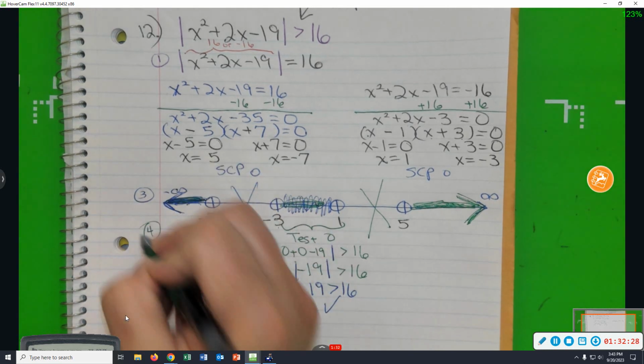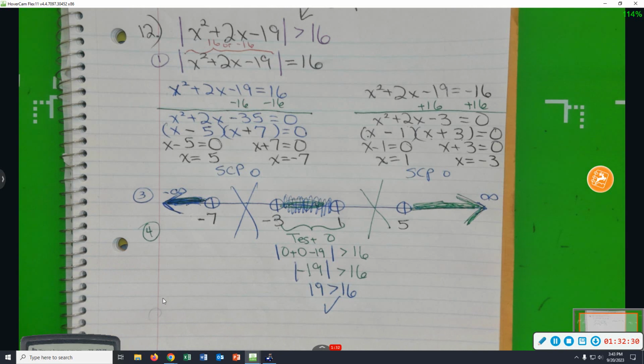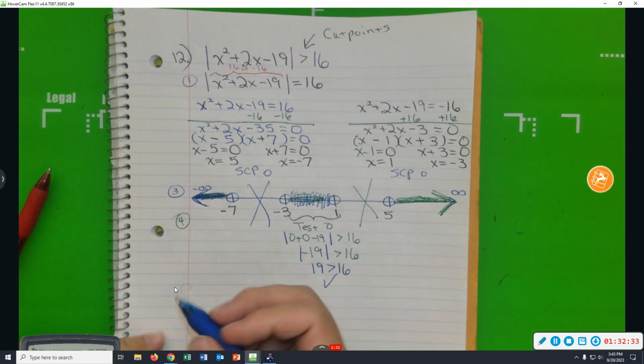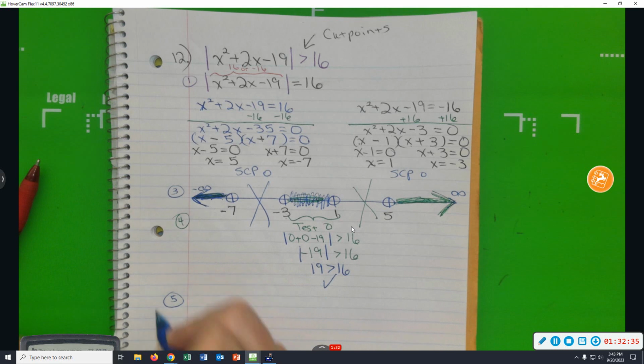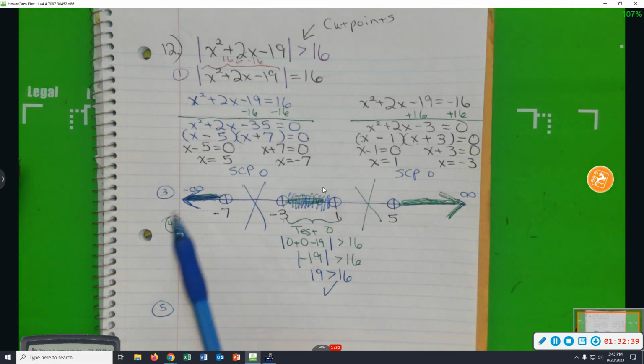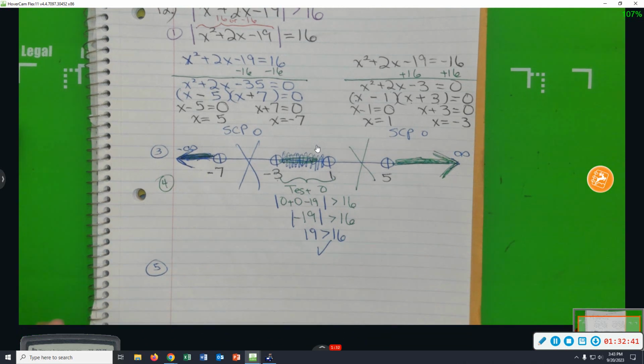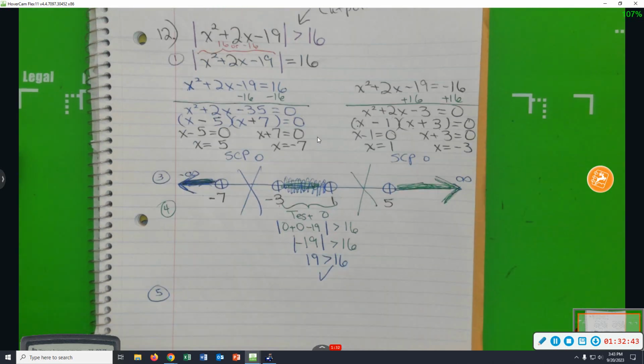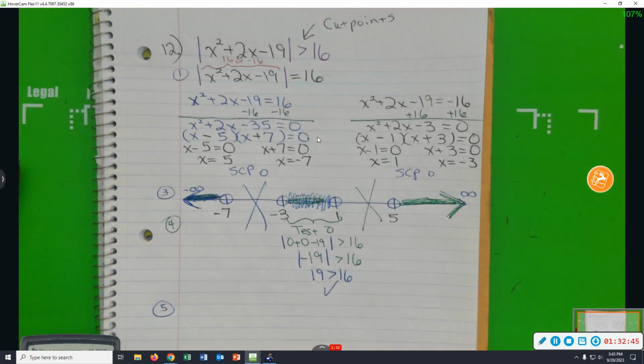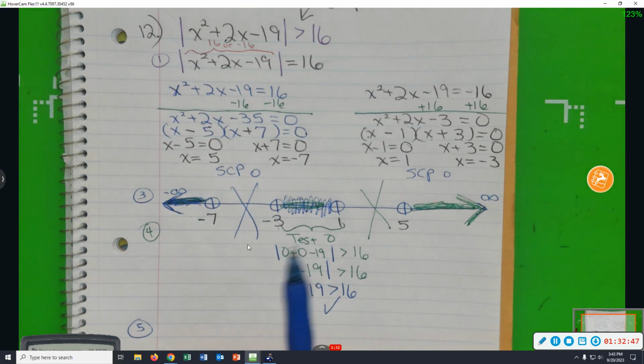That was step 4, the testing. Step number 5. We have 3 different intervals. Are we going to wind up using that little U symbol in our answer? Yes. Okay.